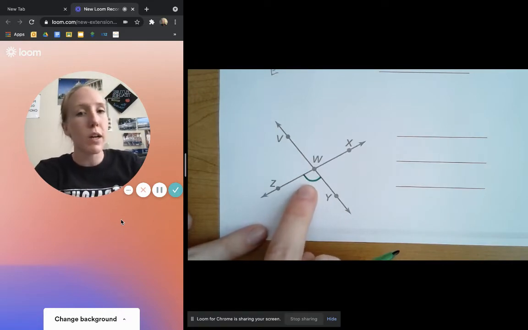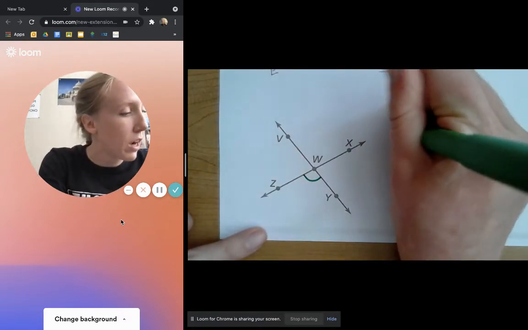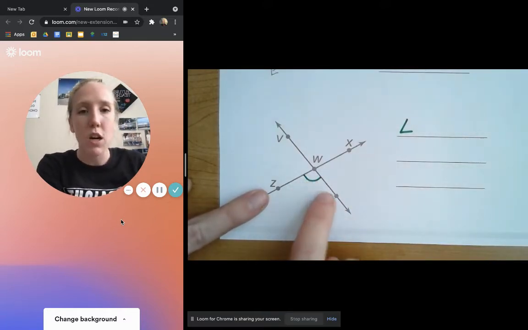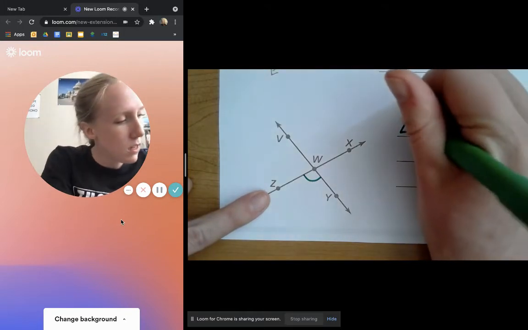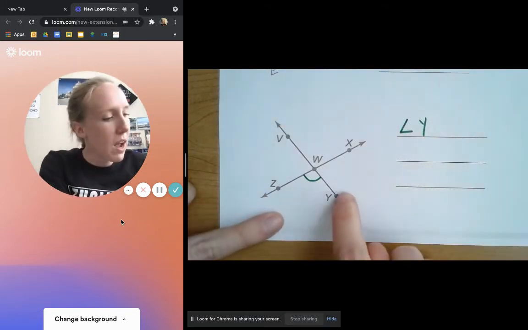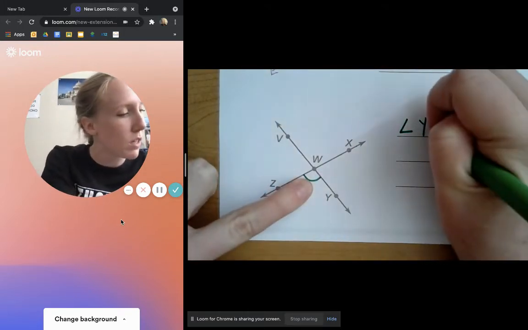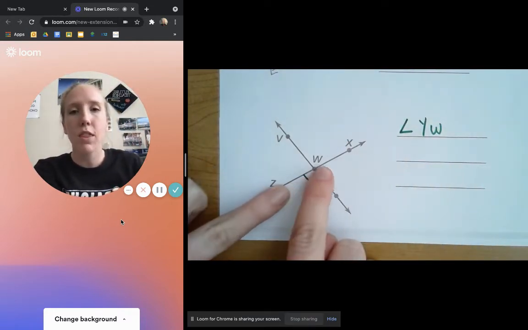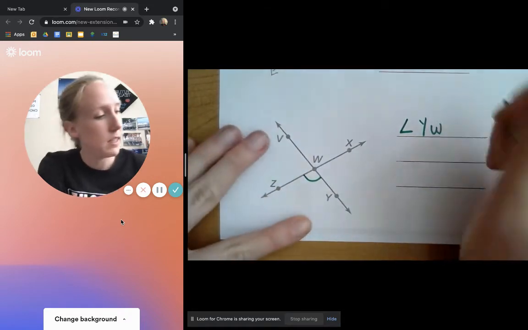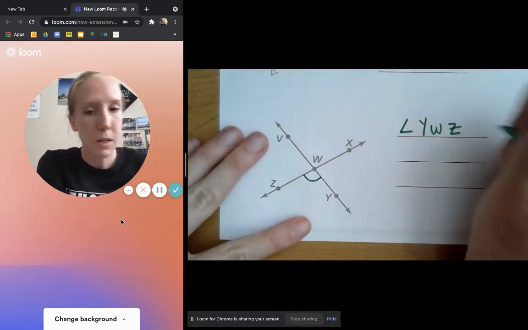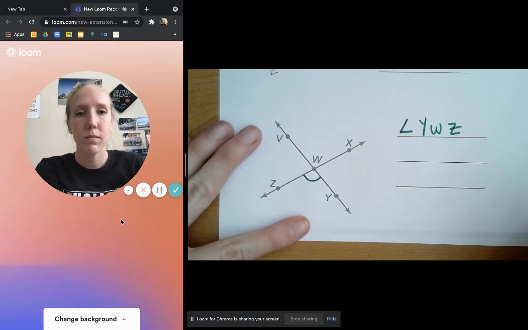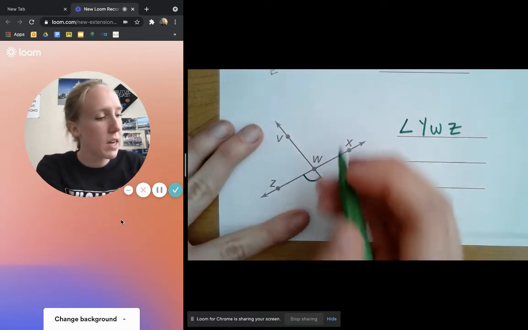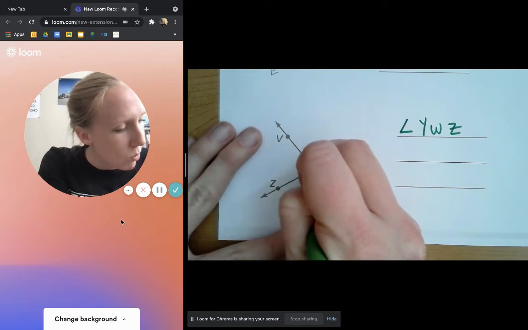So we're going to use those driving directions and say, okay, to include this angle right here, you could start at Y, then you would have to go to W. Notice how W, the vertex, is in the middle of the label, the name. Then you would go to Z. So that is the label for this green angle right here.